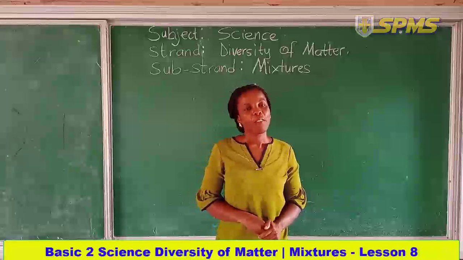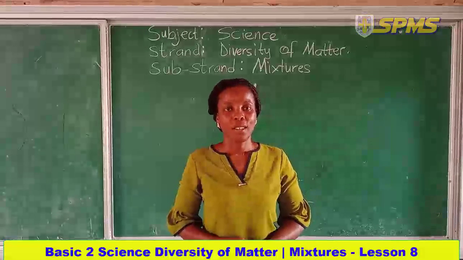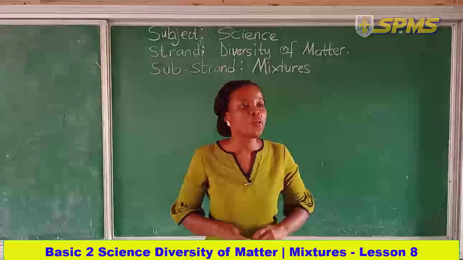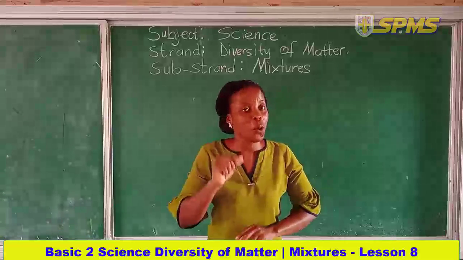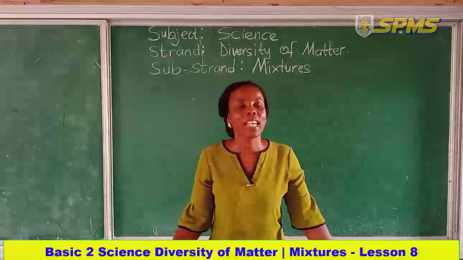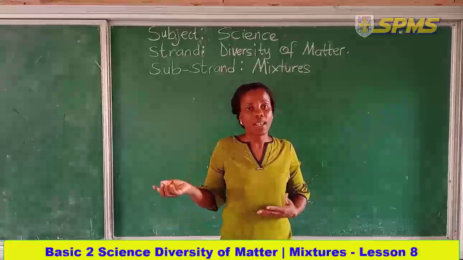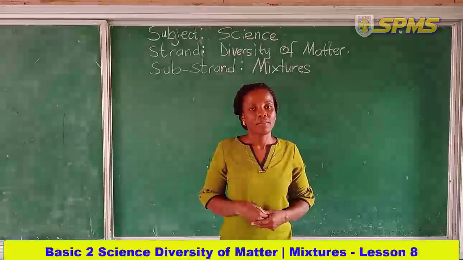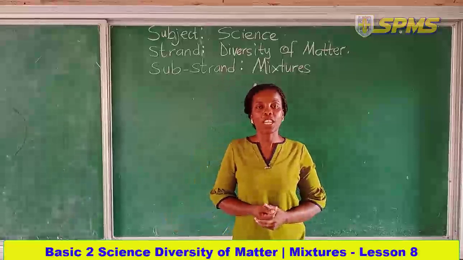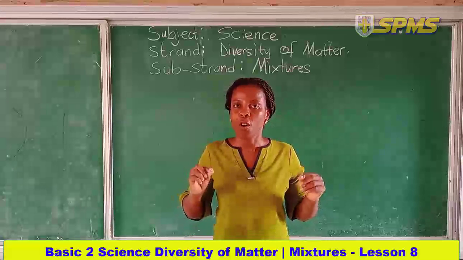Okay, children, we have come to the end of this lesson. We spoke about mixtures. We defined a mixture. We said a mixture is the combination of two or more substances of which no new substance is formed from it. We looked at substances that can be mixed. We said you can have any of the three states of matter in a mixture: the solid, the liquid, and the gas. And we moved on to look at the solid mixtures, which are mixtures made from solids.